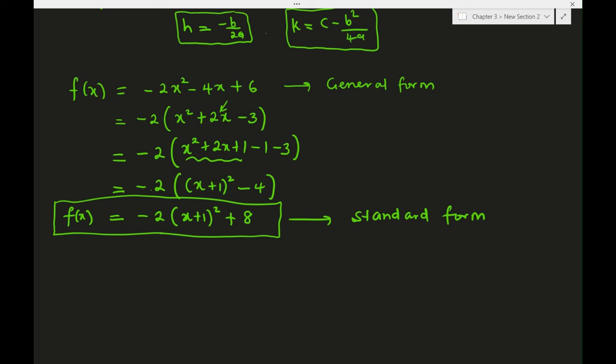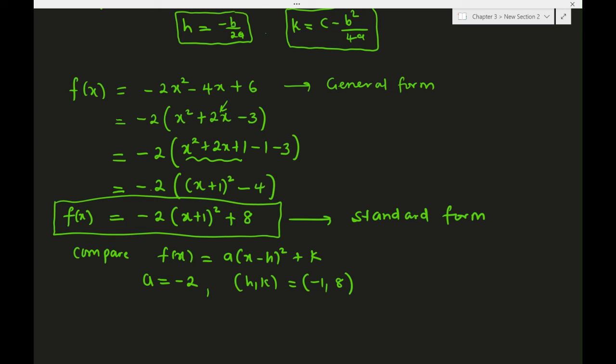Right. So here easily we can get our h. Let's compare with the general case. Remember, the general case is this way. So it means that a is equal to minus 2, and h and k will be, since here is plus, h is going to be minus 1, and k is 8.